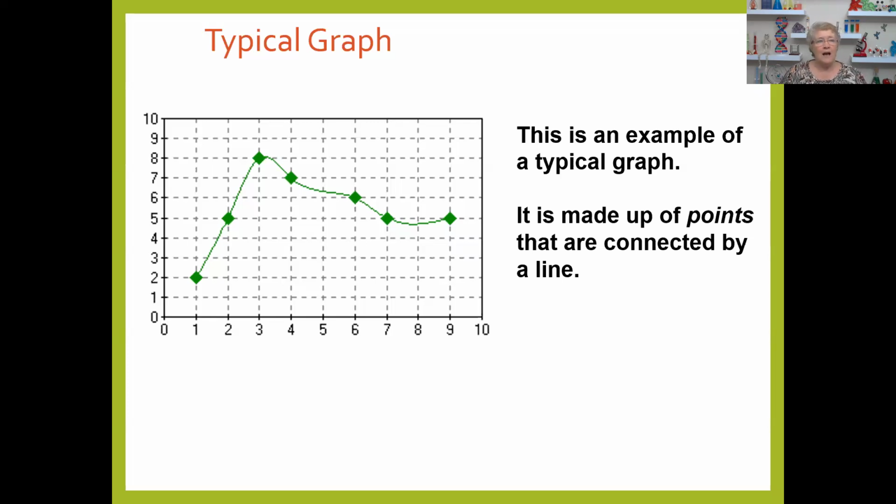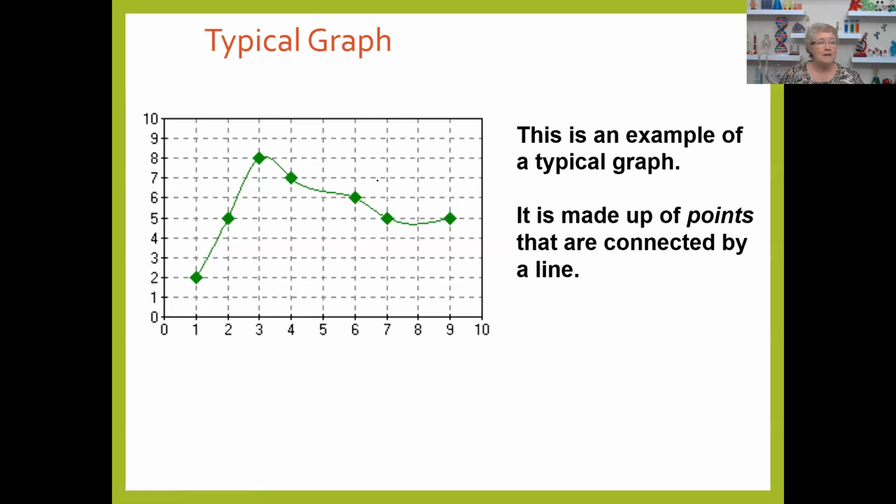Looking at a graph, this is what we would call a typical graph. It's made up of these points that are connected by lines. You can see that we have some numbers across the bottom and some numbers on the left side. This is called the x-axis, which goes this way, and this is called the y-axis, which goes that way.